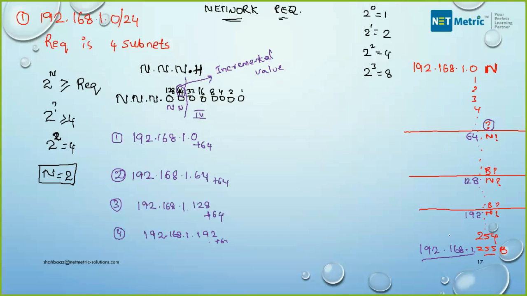Okay. So every time we need to add 64 by default, sir? No, it is not 64 by default. Why have I selected 64? Because the n value is 2. Then I have selected the last network bit value, that is 64.